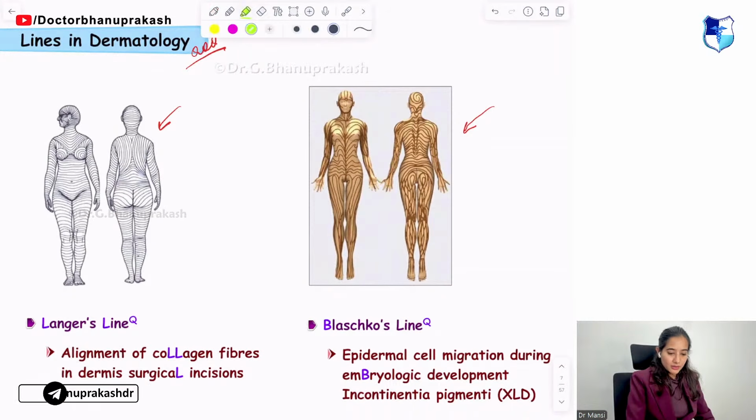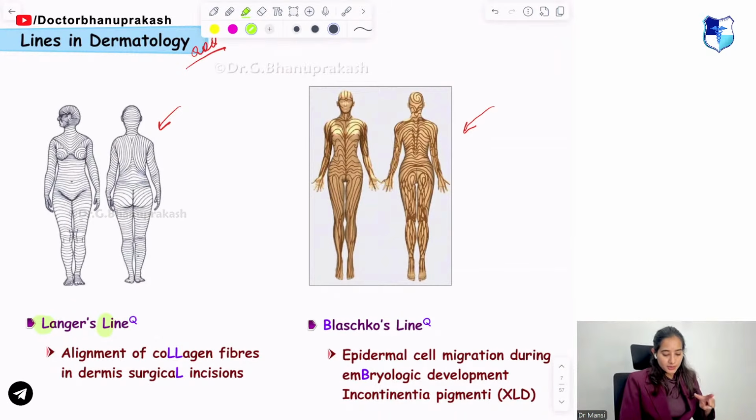So, two things. This Langer's line has two L's in it. It corresponds to the alignment of collagen fibers. So with two L's, you have to remember this. And what is the importance?